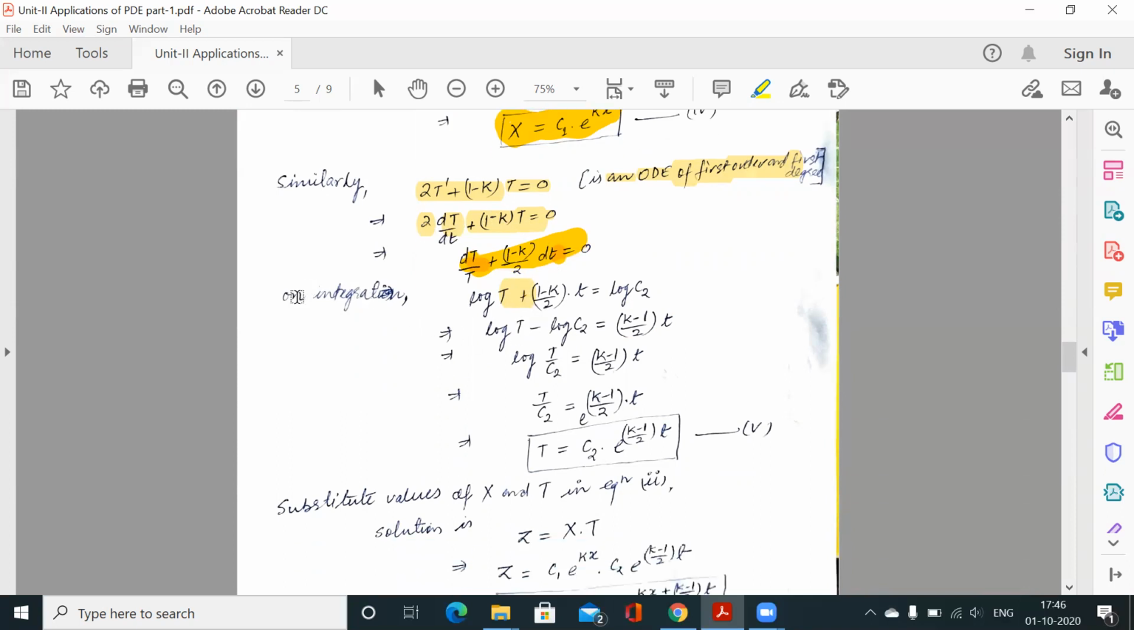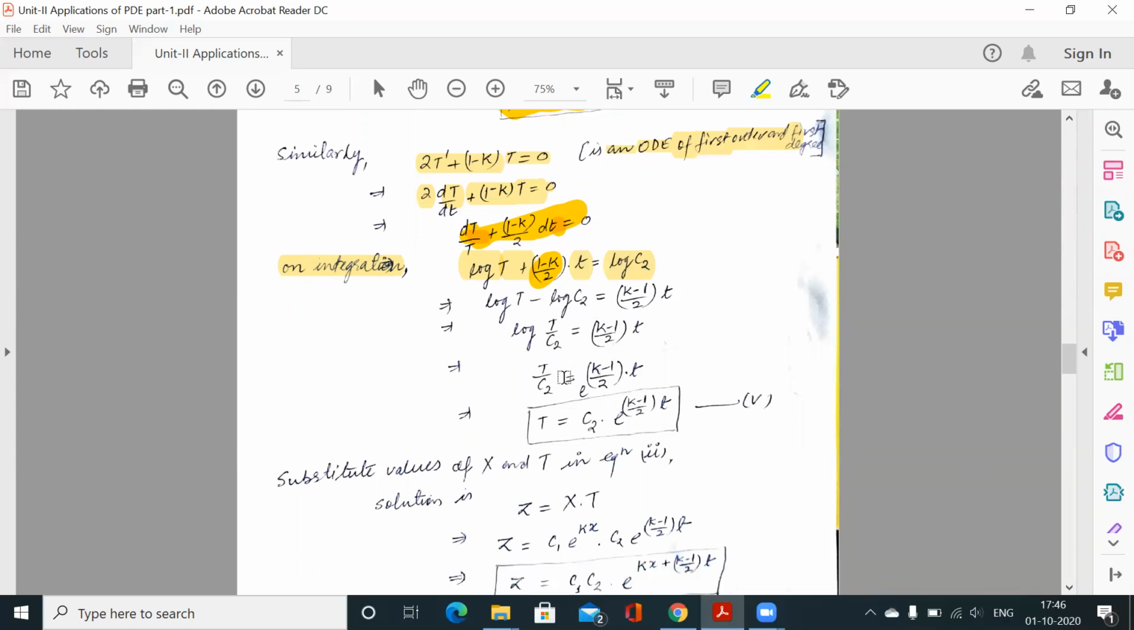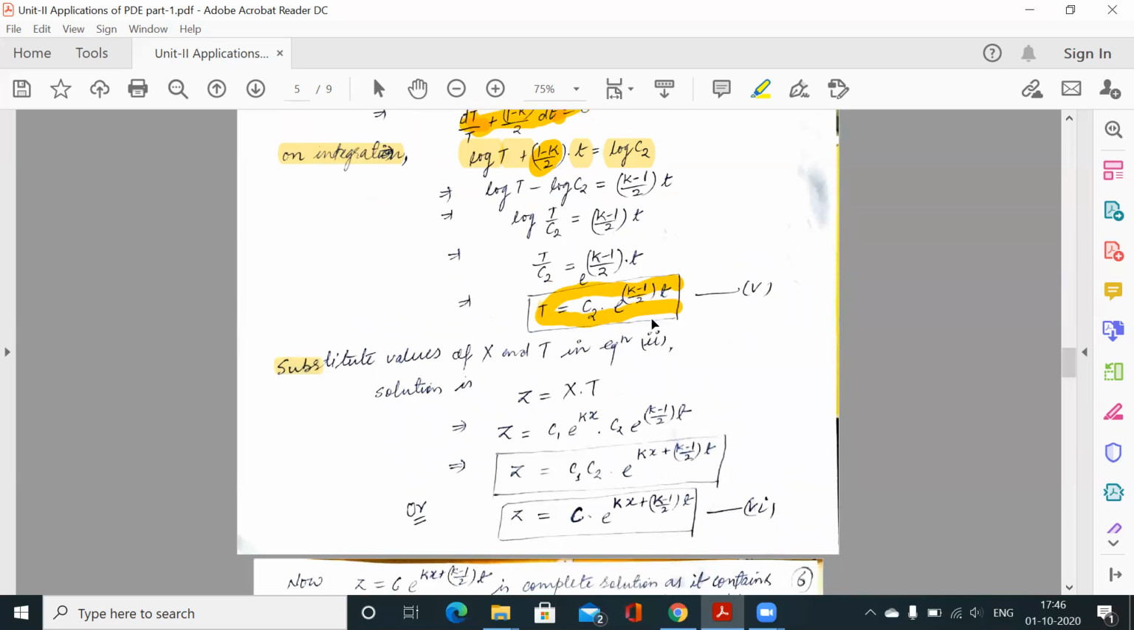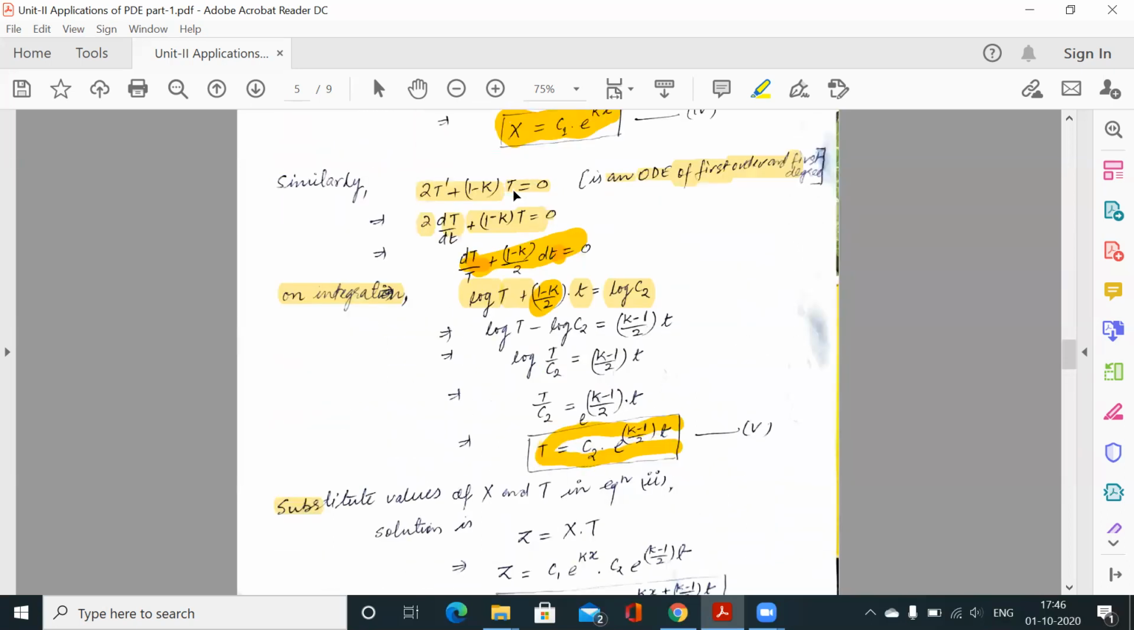Now again on integration, after integration what we will get: log capital T minus (1 minus k) by 2 is constant. So the integration of dt is small t, and it is equal to the integrating constant, suppose log c2. So after applying the log properties, you will get T is equal to c2 e to the power (k minus 1) by 2 t. Clear? So now we have got the solution for T, that means the solution for the second ordinary differential equation.